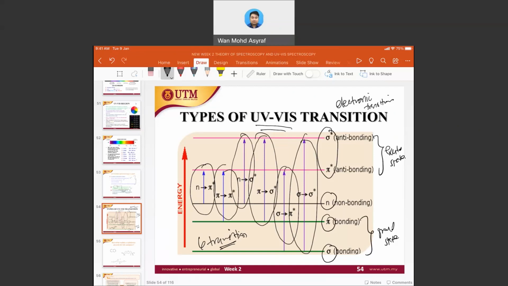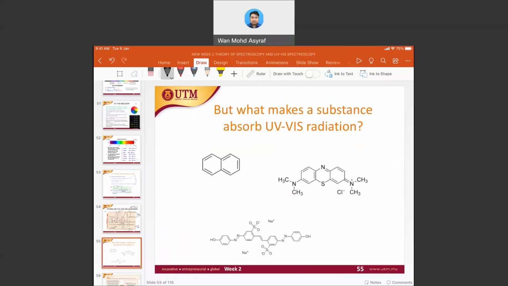All of these transitions, you need to know what they mean. This is very important. But what makes a substance absorb UV visible radiation? Not all substances can. For example, if you put oil inside UV-Vis, or maybe petrol, it will not be able to absorb UV visible radiation. So what makes a substance able to absorb UV visible radiation?